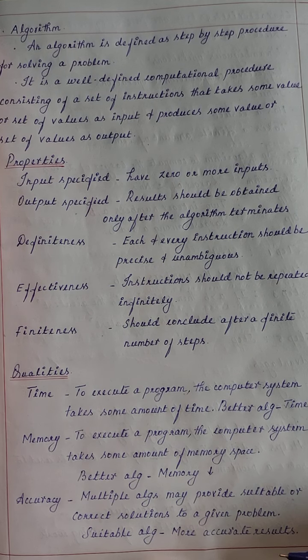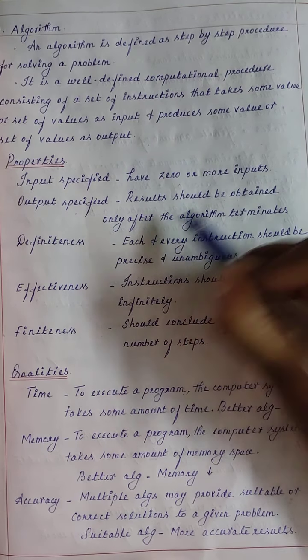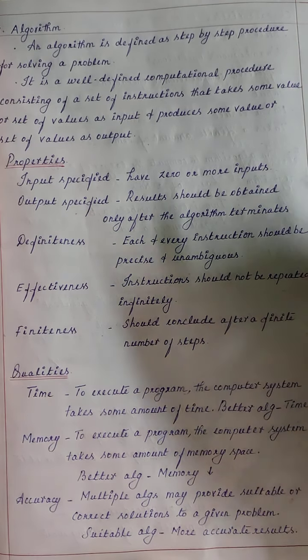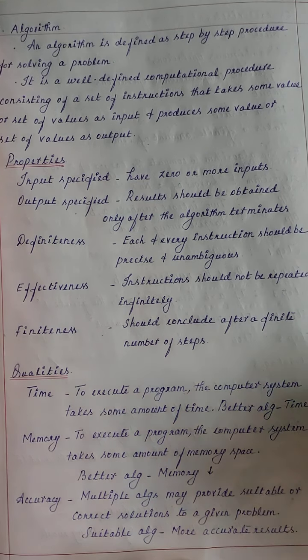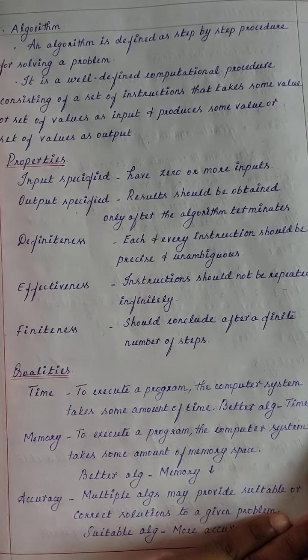And the last one is the accuracy. So what is this? For a given problem, you have multiple algorithms. All these algorithms produce a correct result, but among the correct results, only a few are very accurate. The algorithms that produce accurate results are considered the suitable ones for the problem. So this is about the quality.